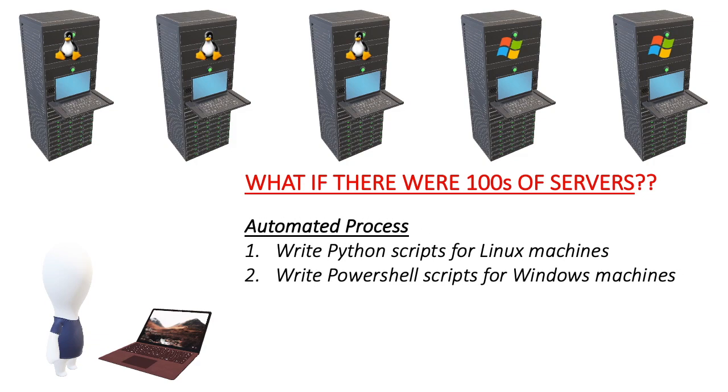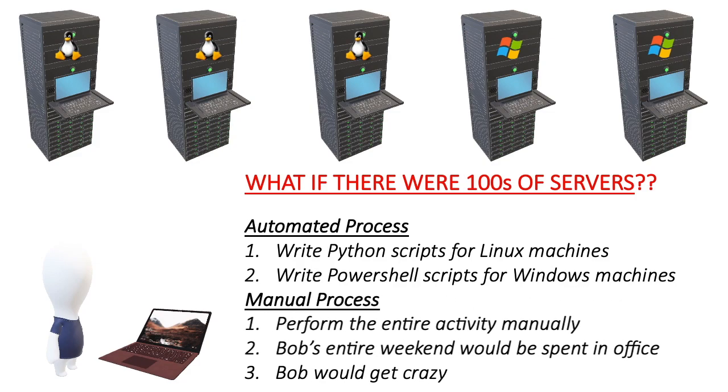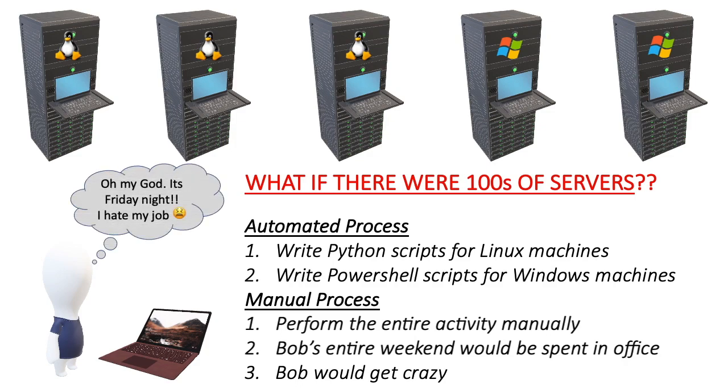He can write some beautiful scripts to automate the tasks. But the catch here is that Bob would have to know both Python and PowerShell, as he has both flavors of machines with him, Linux and Windows. But if Bob is unlucky and doesn't know scripting, then Bob would have a hard time. He would have to do the entire task manually, and not only the Friday evening, Bob's entire weekend would be spent in the office, and he would hate his job. But now, do we really want Bob to hate his job?